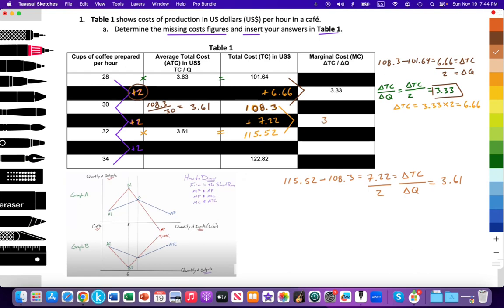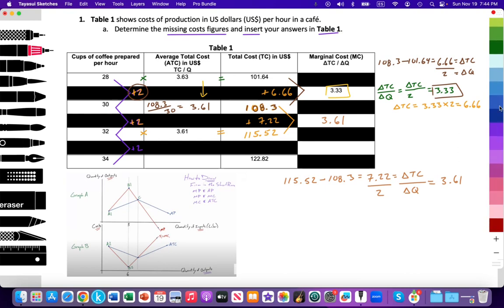So right here, 3.61. What do we notice? Well, as we're looking at this information, 3.33 is less than 3.63. So it's going to pull that average down, which we see it's falling from 3.63 to 3.61, which makes sense.